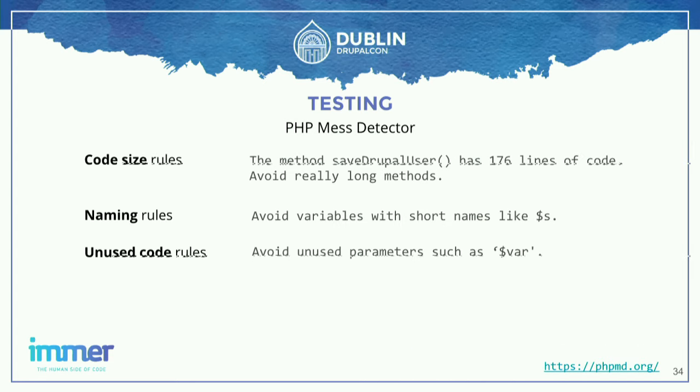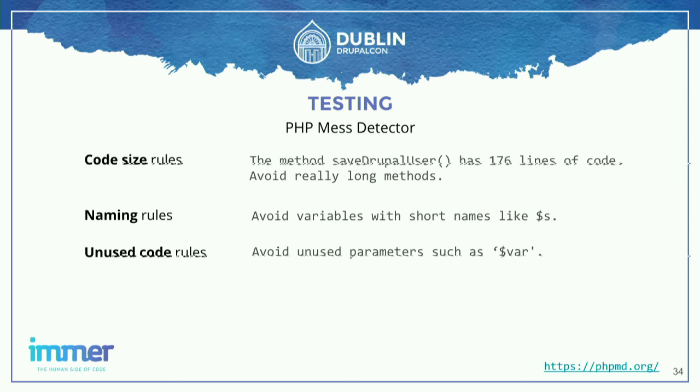The second tool is called PHP Mess Detector. And that looks at your PHP code from a more general perspective. So it doesn't look at your coding standards, but it looks at code size rules, for instance. So if you have a method within a class that is too long, in this case 176 lines, then it's probably a good candidate to split it up into multiple functions of its own. So you can have it enforce a certain threshold, say 100 lines of code for a method, and then enforce that structure. Also, it looked at naming rules.